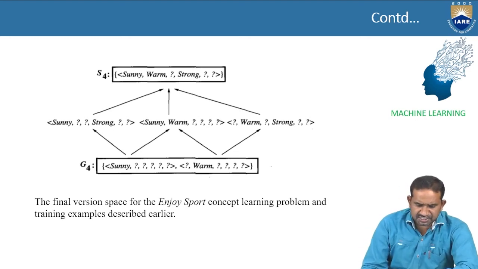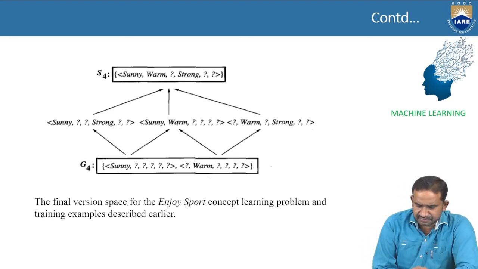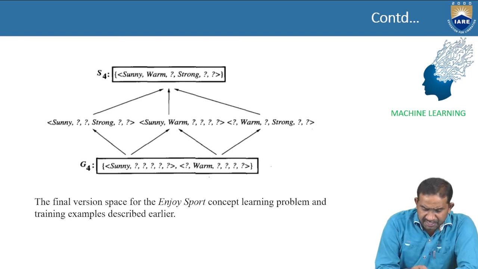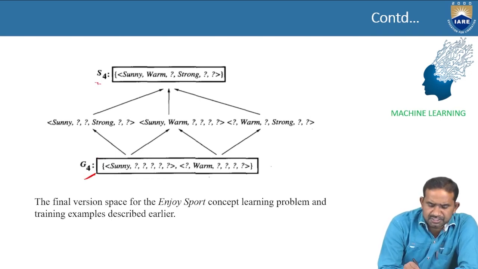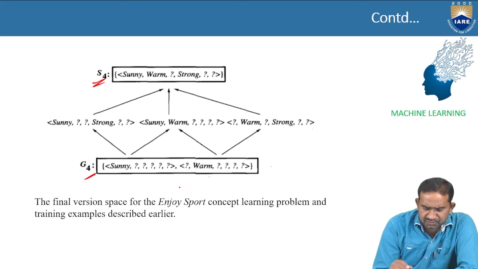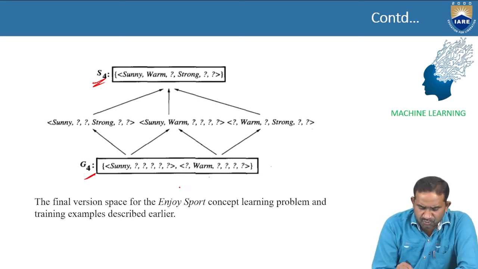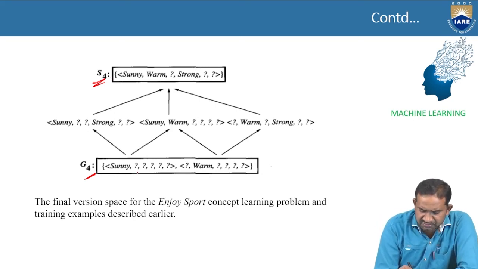Here we can generate it. When I compare these two, this one is S4 and this one is, sorry, G4, the generalized one. This one is the specific one. When we compare them, here two attribute values are there in the generalized one, and we can compare with S4.